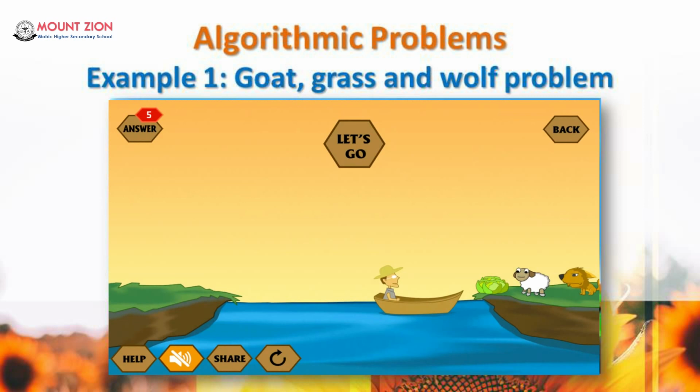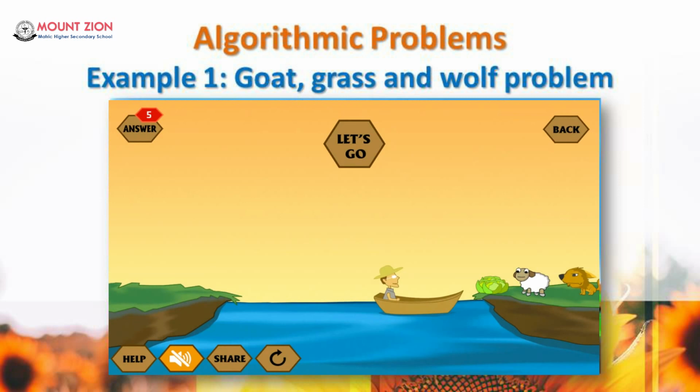Moreover, the goat should not be left alone with the grass, because otherwise the goat would eat the grass, and the wolf should not be left alone with the goat, otherwise the wolf would eat the goat. How can the farmer achieve the task?